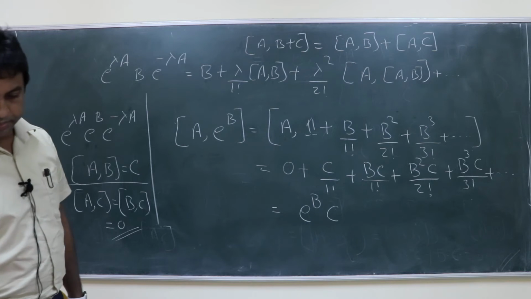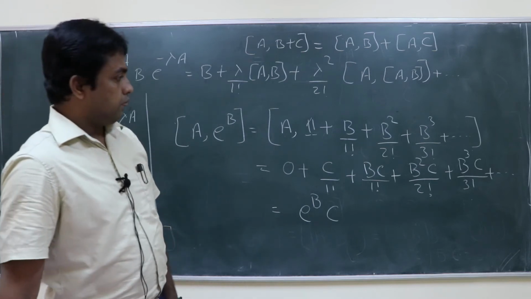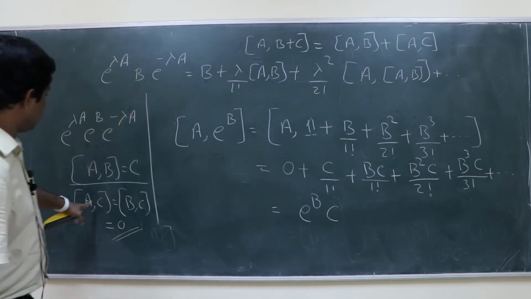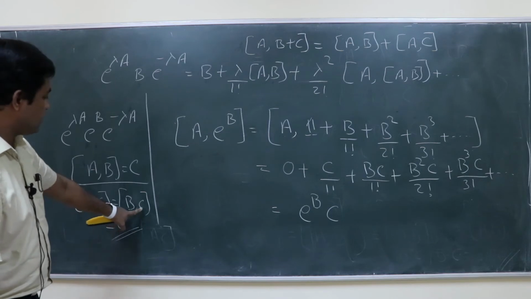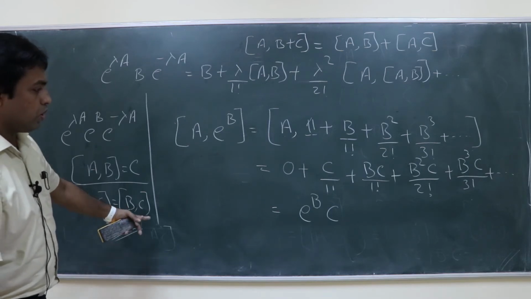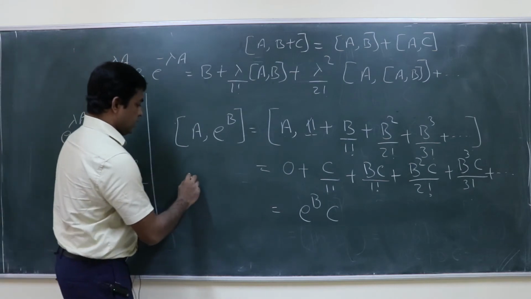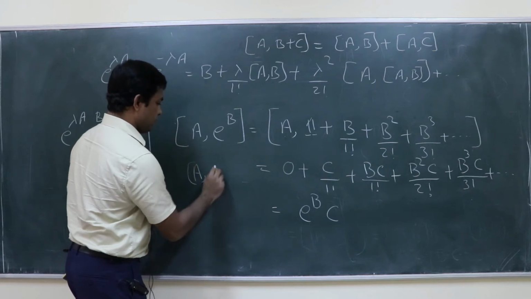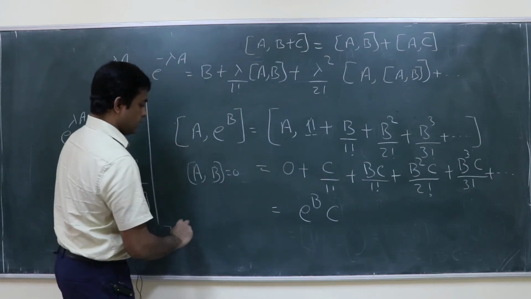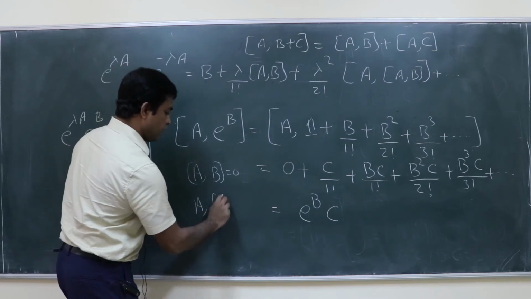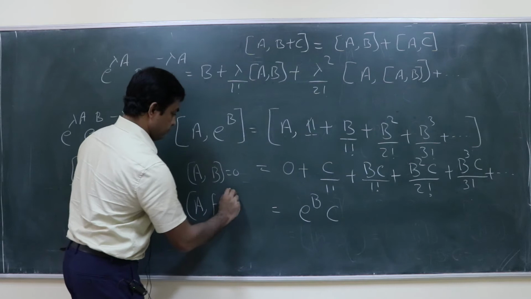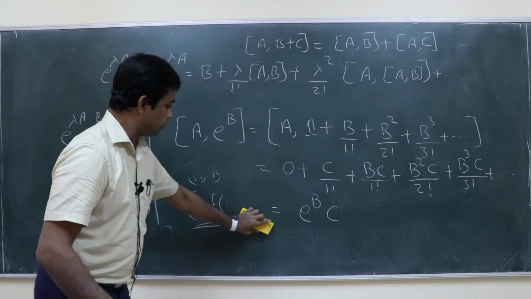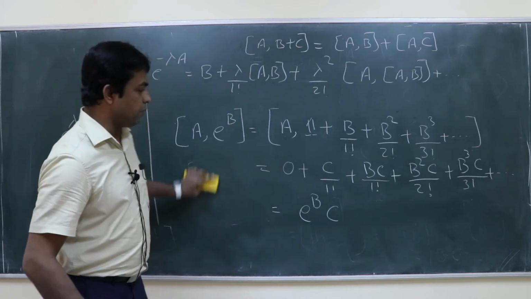Sir, can we write it c e to the power b? Yes. e to the power b and c commute. Obviously, c commutes with b. So bc and cb are the same. In one of the earlier classes I said, if a commutes with any other operator b, then a commutes with any function of b. Okay. So this is e power b into c.